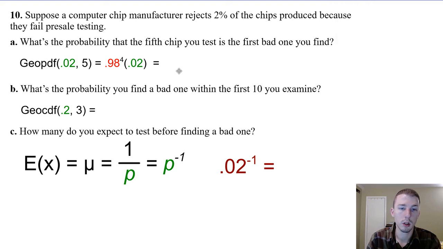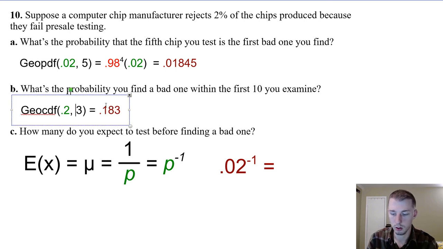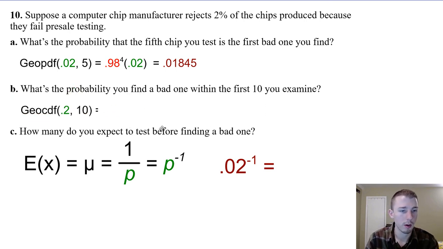Good to go. So that's what we got. What's the probability you find a bad one within the first 10? So it could be any of the first 10. So that's going to be the CDF. Looks like I forgot to change that, which means that answer is probably wrong.